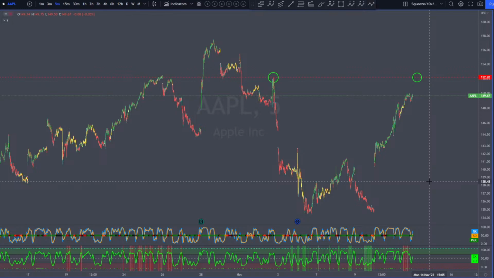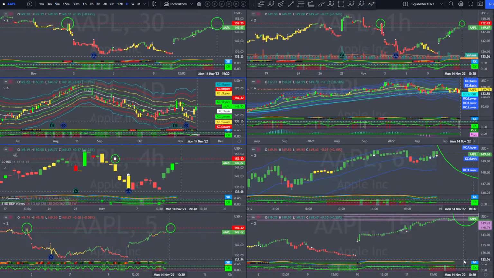Now, I did say that I wanted to look at Bitcoin. So before I move into Bitcoin, I just want to say if there's anybody here that is only interested in stocks, I'm pretty much done with stocks. I do want to talk about Bitcoin in particular, and I know there's a lot of people interested in that. So let's go ahead and move on into going back to the daily.